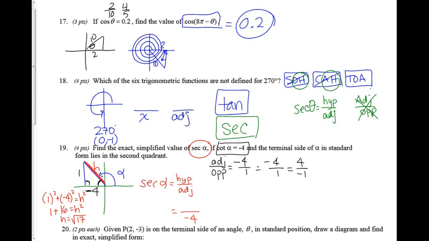Again, I don't have to worry about the hypotenuse ever being negative, and I can't simplify the square root of 17. So I'm just going to put that right on top, and I have the secant of alpha is equal to the square root of 17 over negative 4. Doesn't matter if I put the negative out in front or on the bottom there, same thing. It's already simplified, so I'm good.